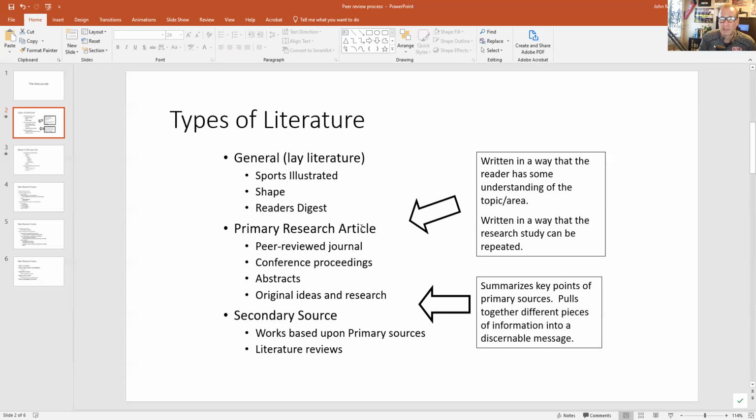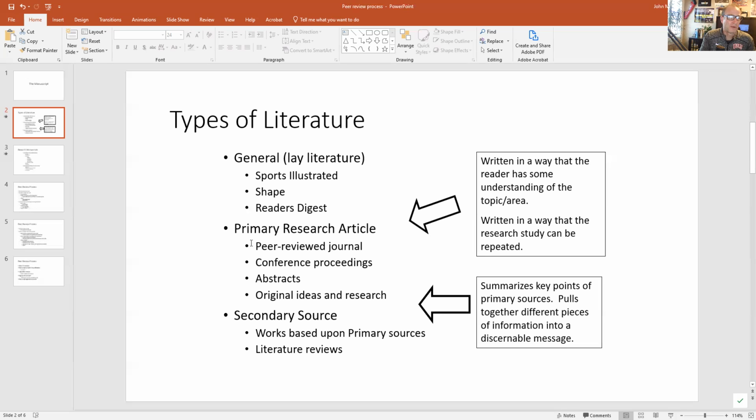It could also be a conference proceeding, and not all conference proceedings are peer-reviewed. Some are and some are not. However, the primary article could still be a conference proceeding. It could be an abstract that's published in a journal as well. Not all abstracts are peer-reviewed, but all three of these represent ideas that are original and an experiment conducted by the authors listed on the abstract, proceeding, or manuscript.